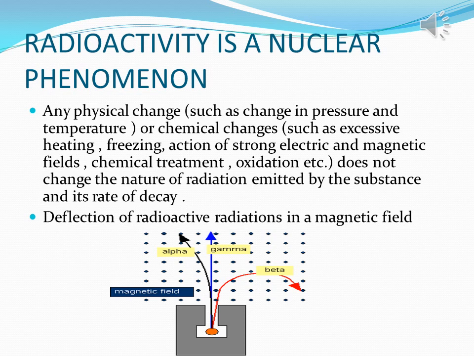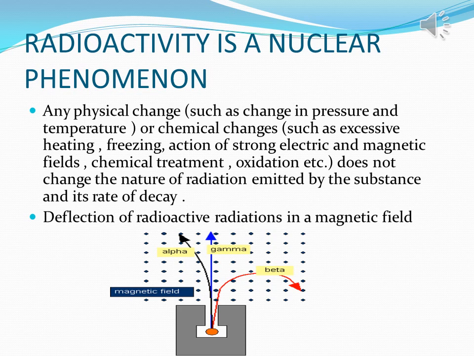Radioactivity is a nuclear phenomenon. It is the process of spontaneous emission of alpha, beta and gamma radiations from the nucleus of atoms during their decay. Radioactivity is a random phenomenon. That is, there is no law by which the disintegration of an individual nucleus can be predicted.